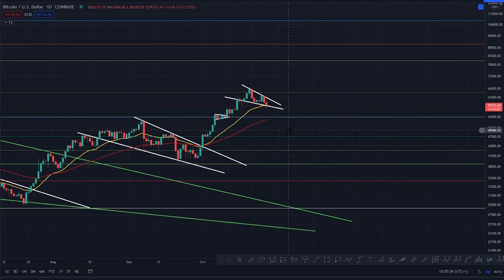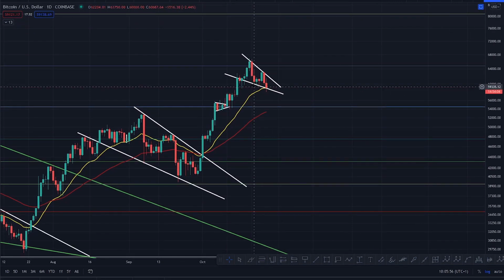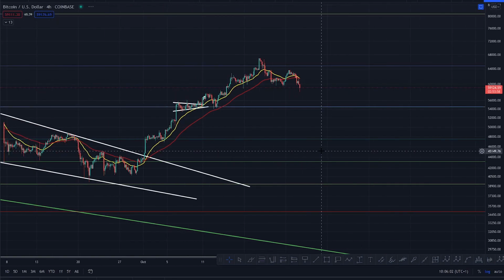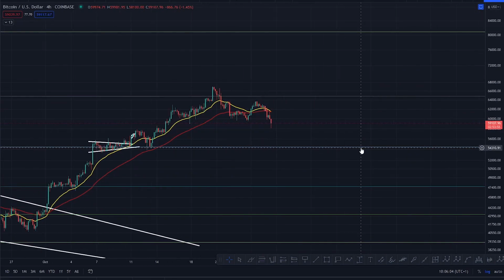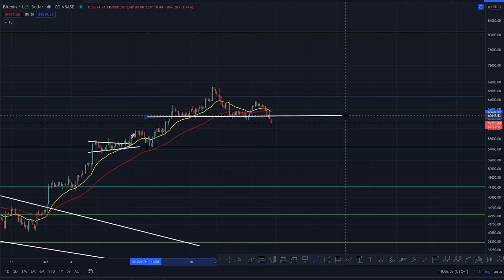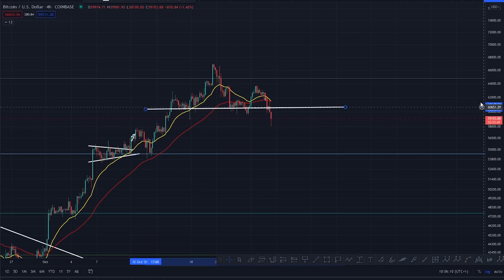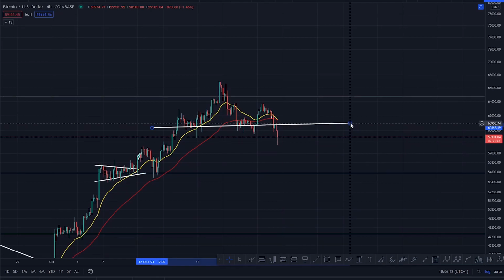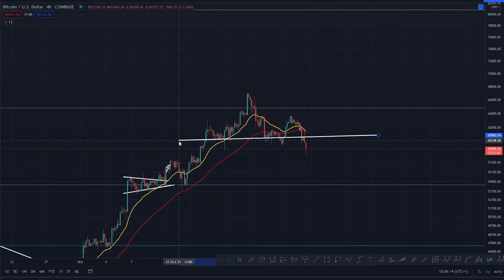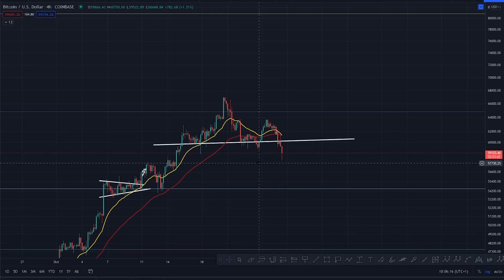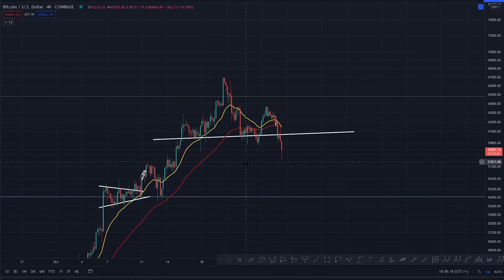So straight off the bat, there is a bit of a head and shoulders pattern just here for Bitcoin. I'm going to show you that right now. If we look on the 4-hour time frame just here, there is a bit of a head and shoulders pattern. A lot of people are drawing their neckline quite differently, but I think that this is it, because this is where your resistance and support is. So for me, this is your neckline, and you can see this head and shoulders pattern.